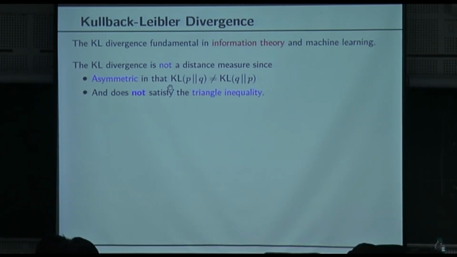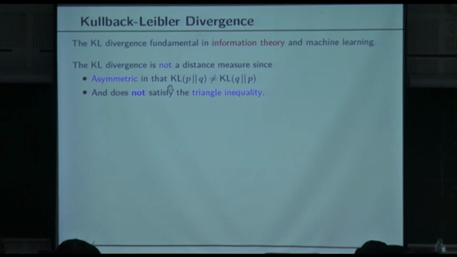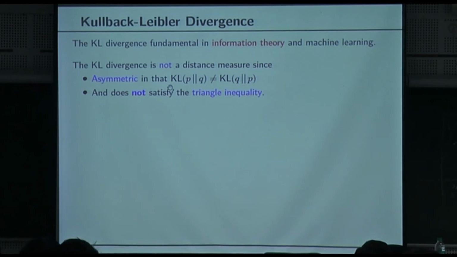So it can happen that the distance between x and y is small, and y and z is small. In the triangle inequality you should have that the distance from x to y plus the distance from y to z should be larger than the distance from x to z. It doesn't happen for Kullback-Leibler. You can run into trouble with that.